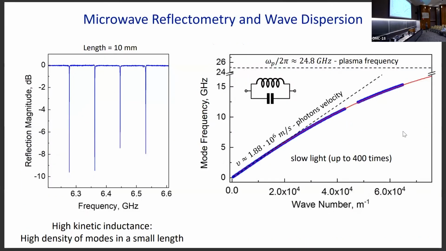So when you do spectroscopy, what you see is a set of almost equally spaced resonances, which are the excitations of standing wave modes inside this section of transmission line. And you see that the distance between them is small, which implies that the speed of light is slow. Now, if you plot the frequencies of these modes as a function of wave number, you can measure a dispersion inside this transmission line, which is linear at the lower frequencies, given by this slow speed of light.